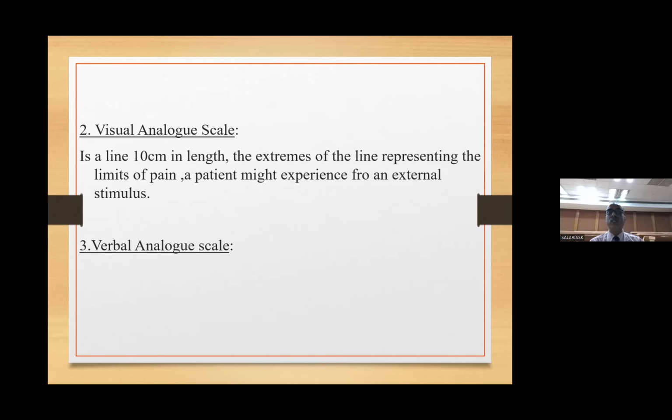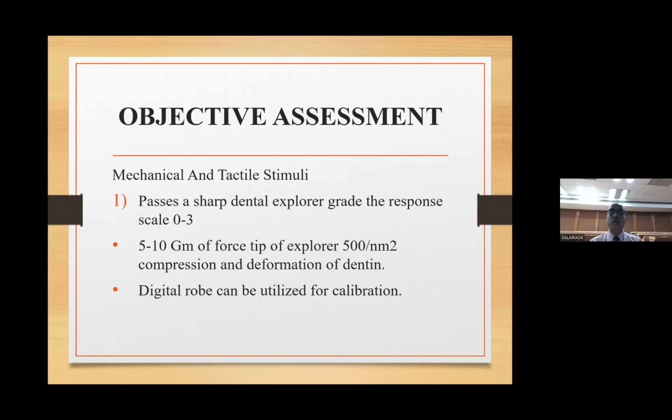Objective assessment can be evaluated by mechanical or tactile stimuli. Normally, we use a sharp explorer, but most of the time, because of the doctor's physique or adaptation of the explorer on the dentinal surface, ideally 5 to 10 grams of force should be applied to the explorer, and it should run freely over the dentine surface. It can be used 2 to 3 times, so that it will induce any changes within the dentinal tubules, and it can be reassessed.